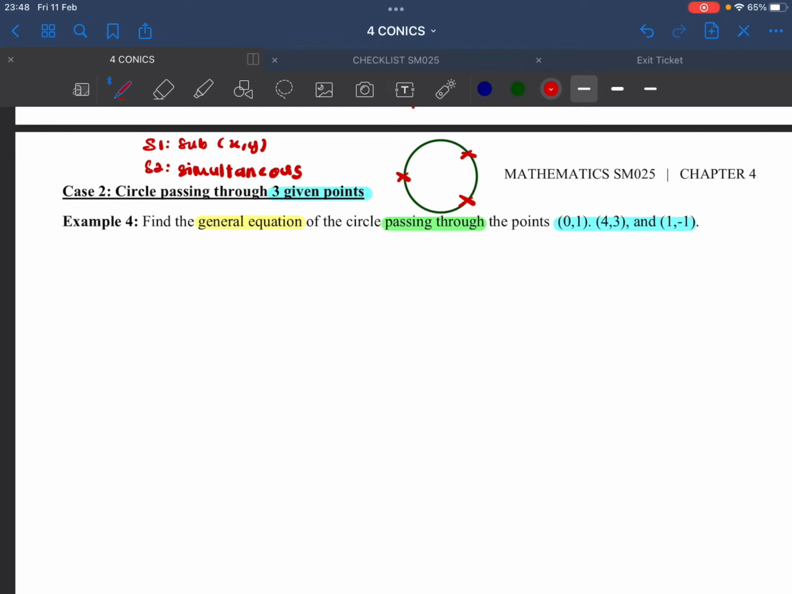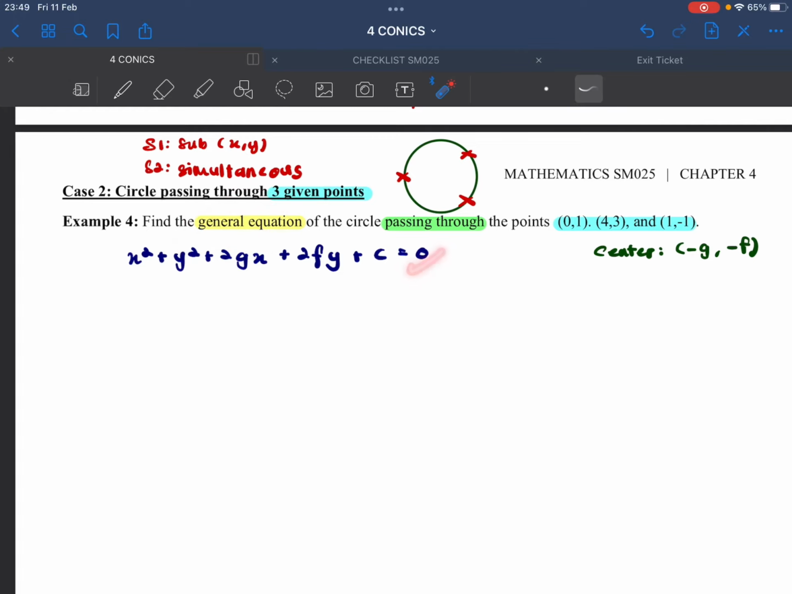So here let's start with the general equation. We have the general equation, x square plus y square plus 2gx plus 2fy plus c equals 0. The aim here is to find C, F and G. Let's write that down: the center for the general equation is (-g, -f). That's why we want to find G, F and also C. But the question asks for the general equation, so if we find our G, F and C, we can just straight away substitute into this equation.